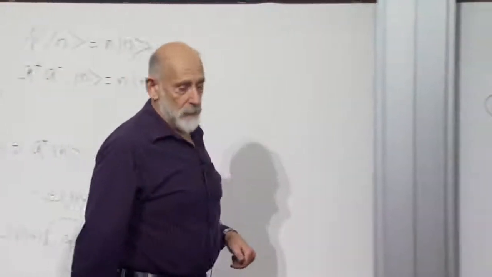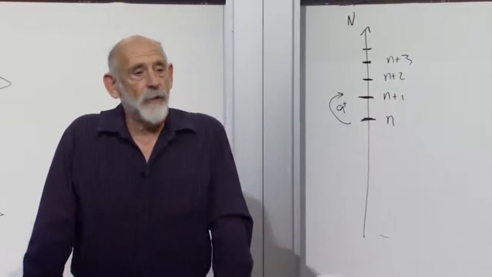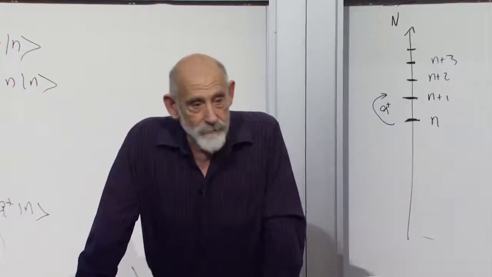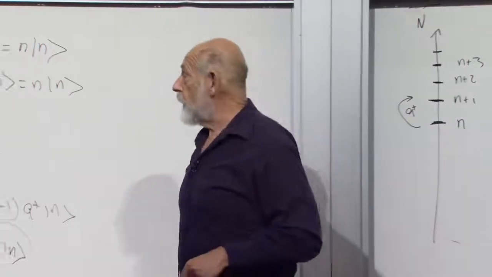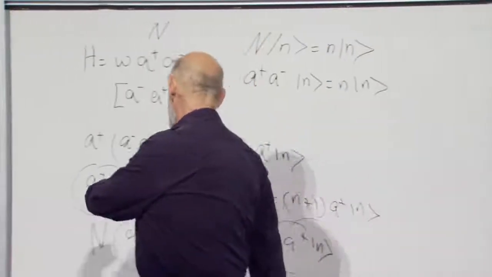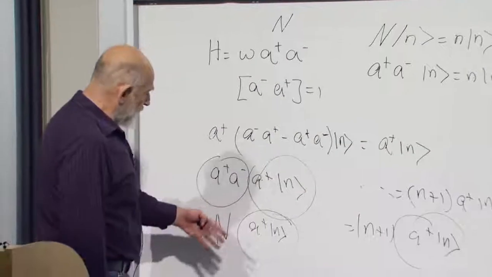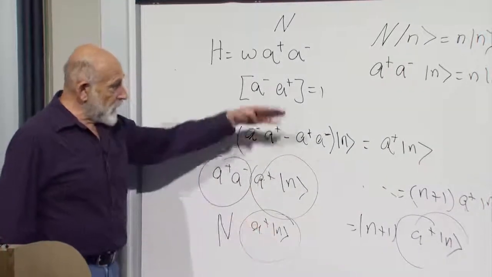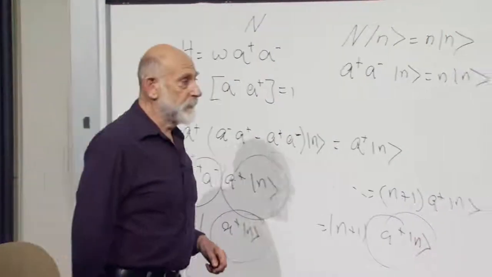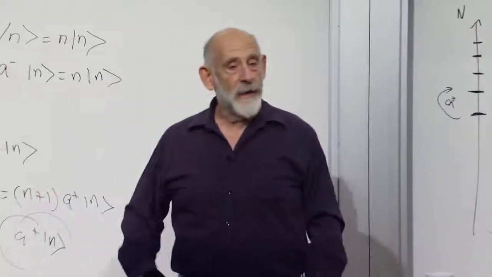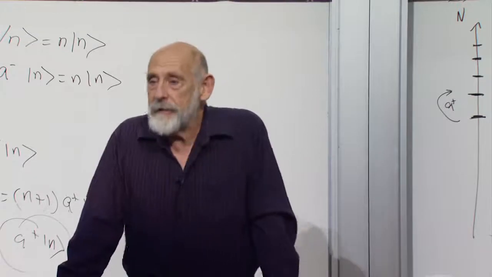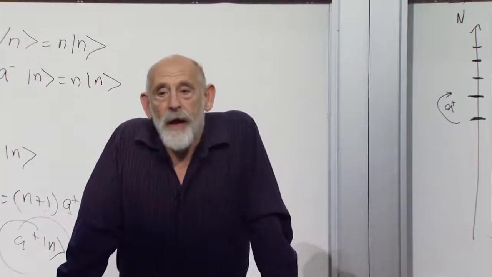What about going down? How do you go down? What's the thing that takes you down? A minus. It's a straightforward thing to prove that, same deal, a minus on n takes you down. How far down can it take you? Can it take you indefinitely down? Why not?